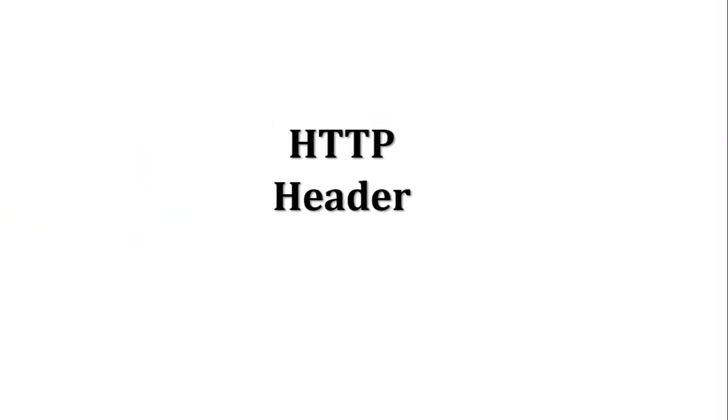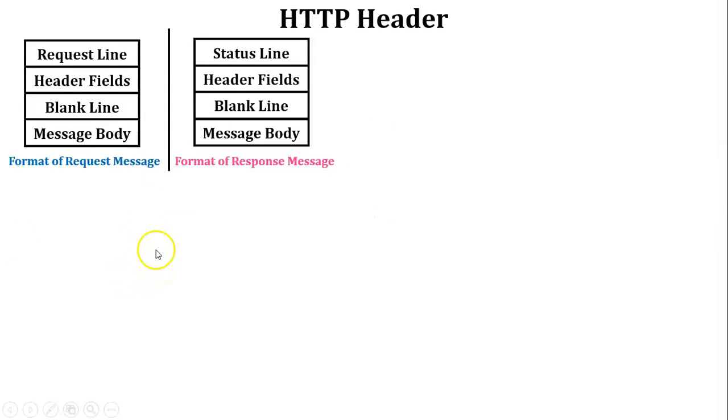Next, HTTP header. Before discussing the HTTP header, we will first discuss the difference between the request message format and the response message format. There is only one difference between the request message and the response message. It is the first field. In request message format, the first field is the request line. In response message format, the first field is the status line. The remaining three fields, header field, blank line, and message body, are the same in the request message format and response message format. Here I have discussed the header field associated with the response message format.